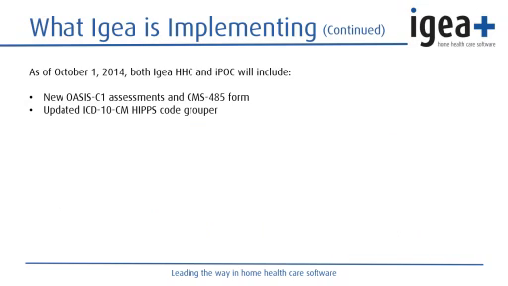All right, so there's more features that we are going to be implementing as of October 1st, and that also includes a new OASIS C1, the different OASIS C1 assessments, and also an updated CMS 485 form. As we already know, CMS has made some changes to the OASIS assessments to accommodate the new ICD-10 codes. Some items have been deleted and some others have been added. These new forms will be available in our software as of October 1st of 2014.